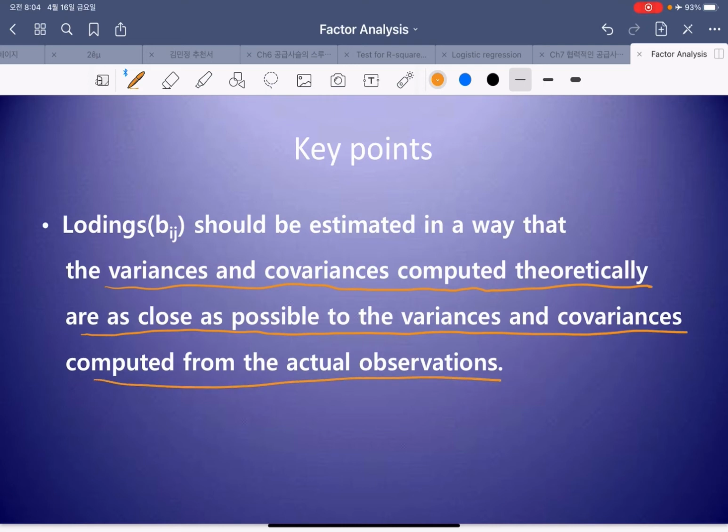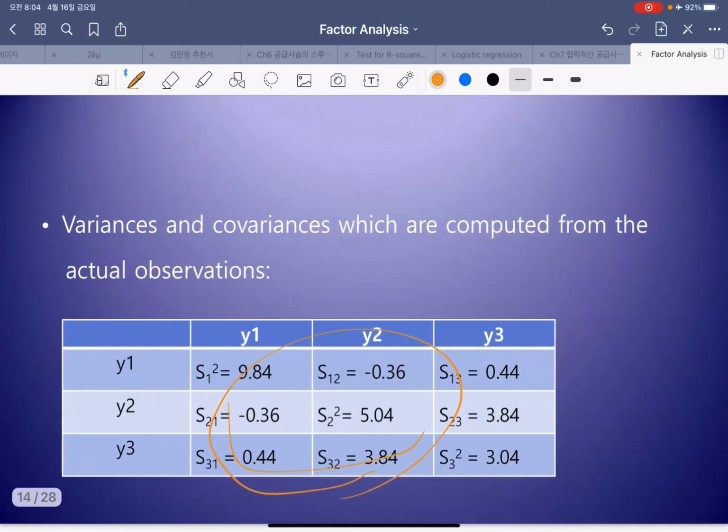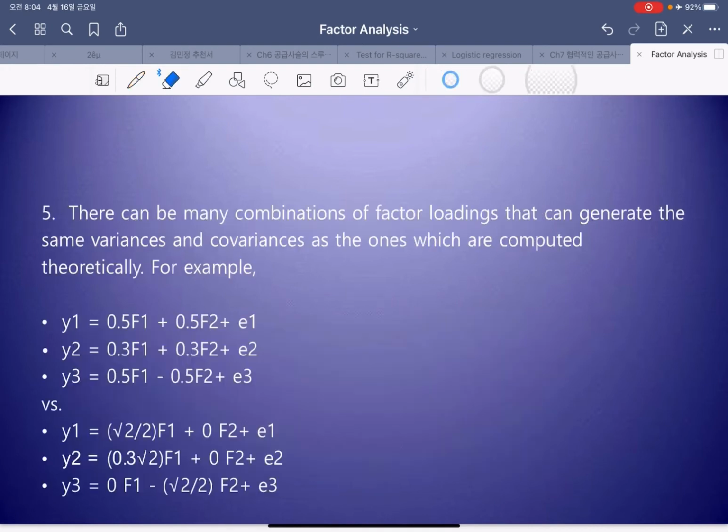So let me explain this one again. So we want to estimate loadings, factor loadings, in a way that this one is as close as possible to this one, right? Before we go further, we need to know this fact.